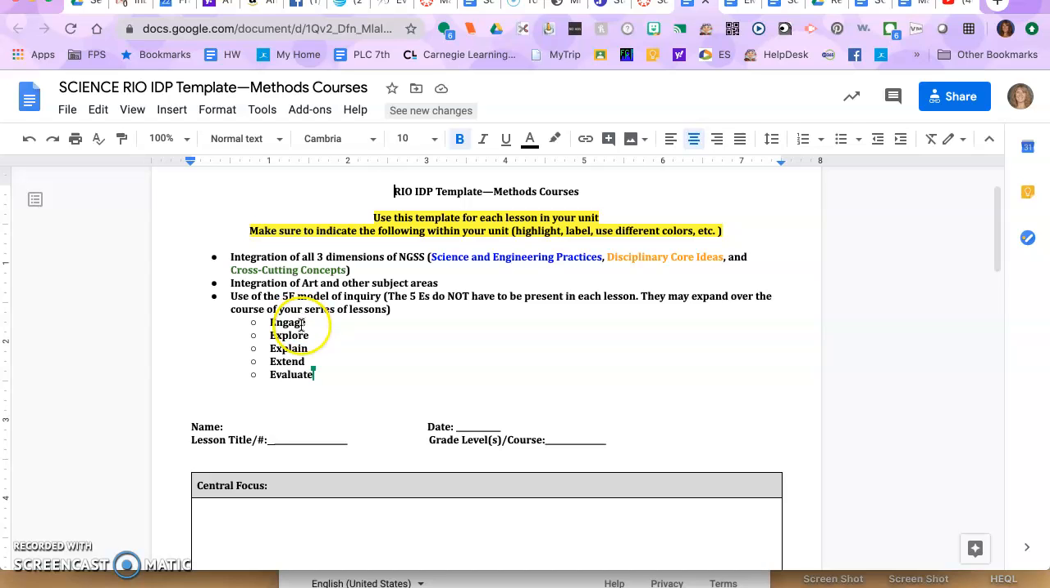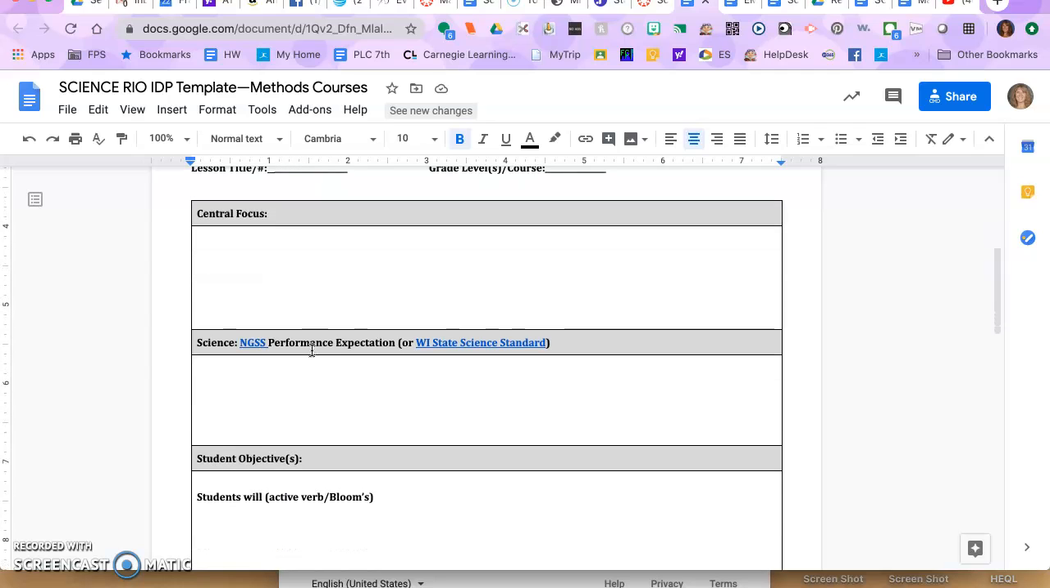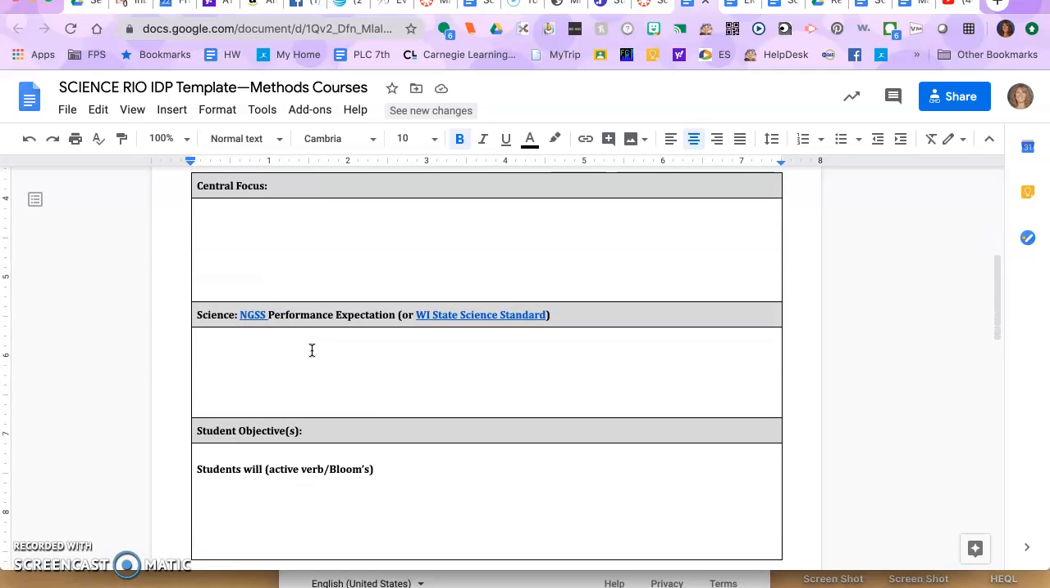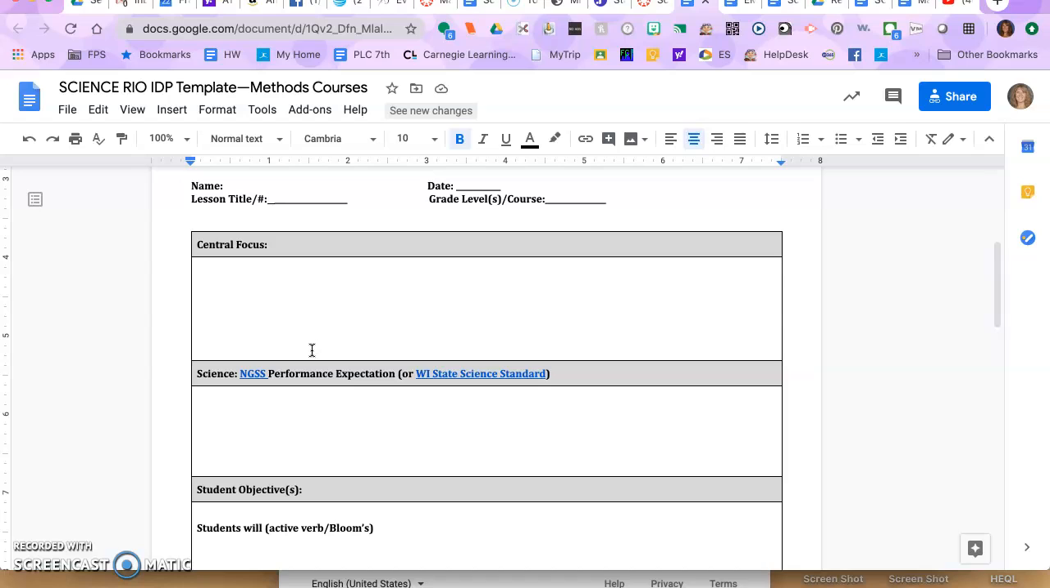Again, show me where you have the engage portion or the extend portion. The 5E model does not have to be in every single lesson plan. It can be spread out over the course of your 3 to 5 lessons. And then again, use this model. So please do File, Make a copy, and use this for each of your lessons.